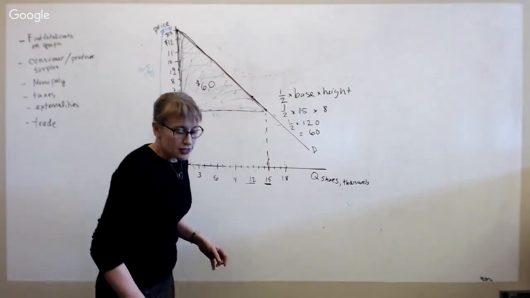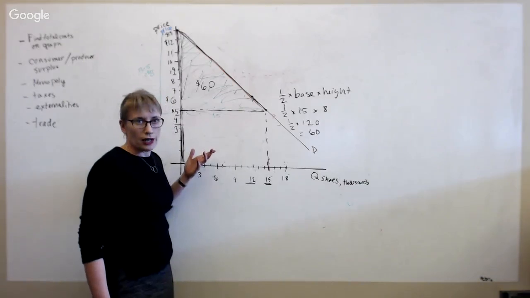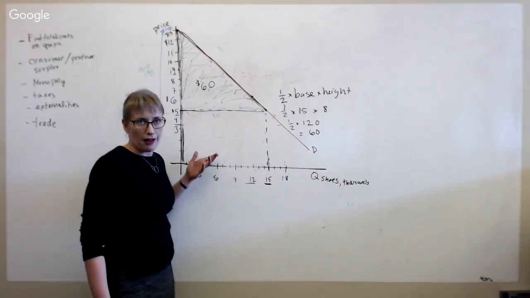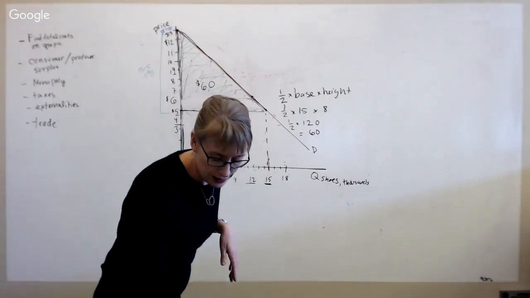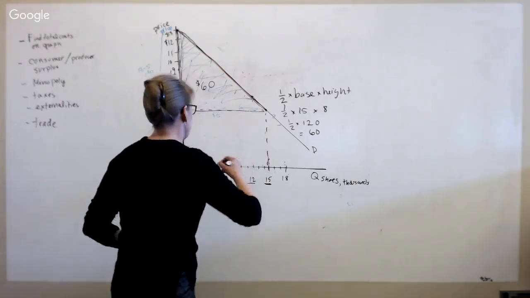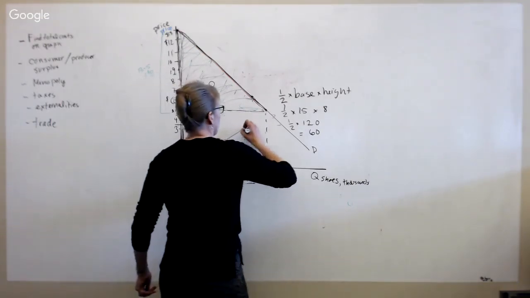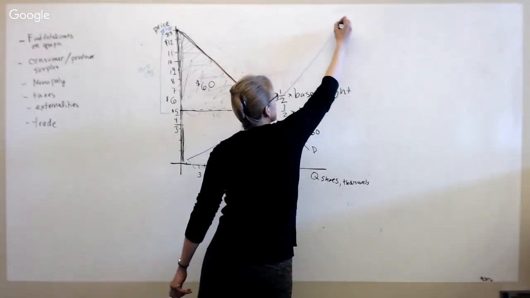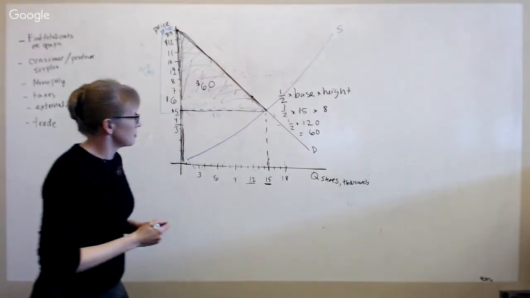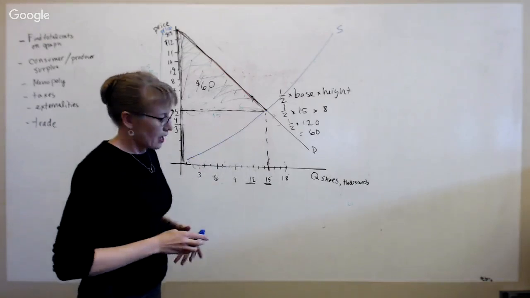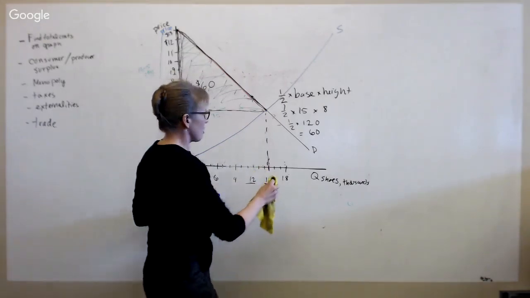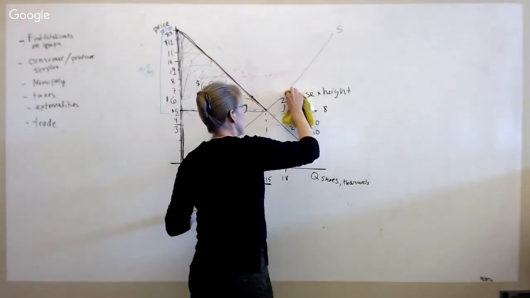So let's bring our producers back in. And for simplicity, we're going to draw our supply curve in such a way that it crosses our demand curve at $5 and 15 shoes.